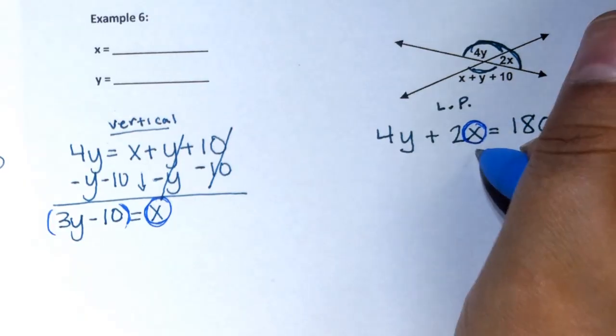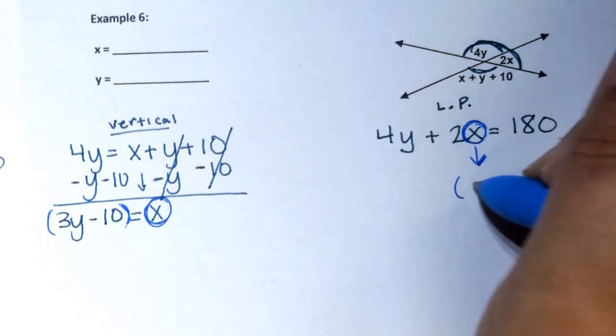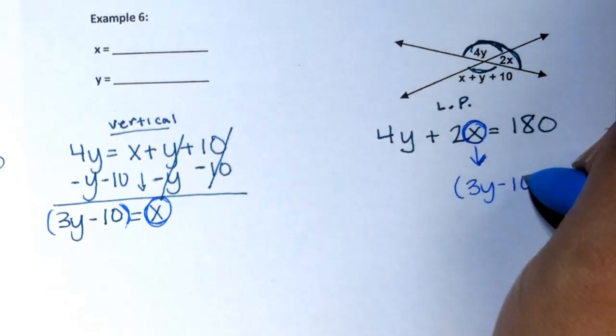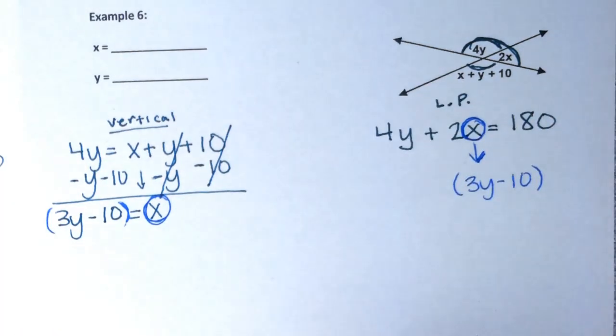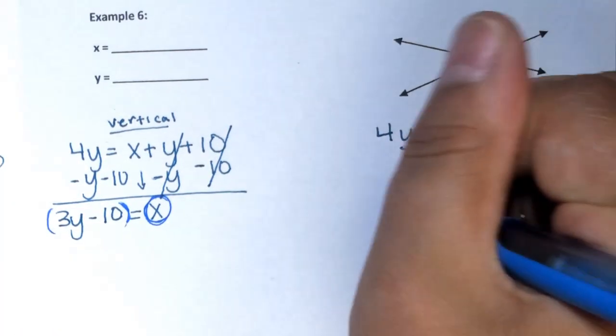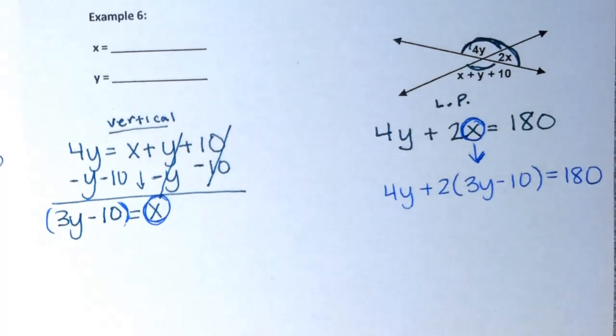And I'm going to take x out, and what am I going to replace it with? What is in parentheses? 3y minus 10. It is confusing. And I'm going to bring everything down with it. Put the 2 out front, the 4y, and the equals 180. Although it's confusing, now we're just solving an equation.